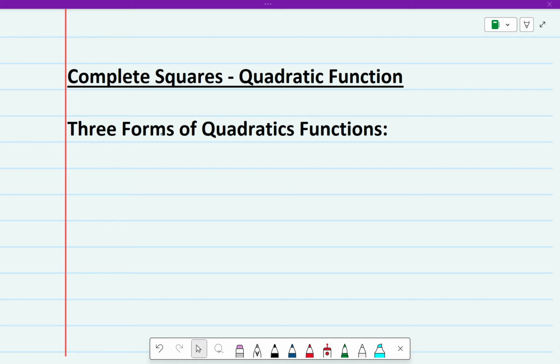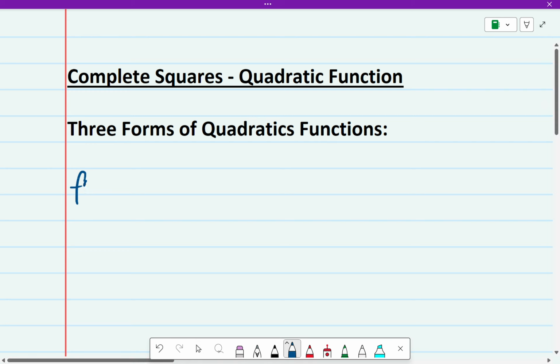Today, we will explore one of the most important techniques in quadratic function manipulation, which is completing squares. So what is it? What is a function of it? And how can we utilize it? Before delving into the actual technique, we should know that there are three forms of quadratic functions.